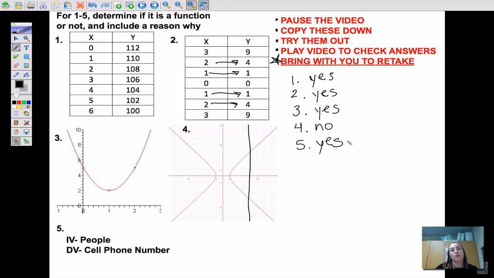Although if you wrote no, I would probably also accept that as long as your justification is that one person could have multiple cell phone numbers. And that would be if for some reason you had 2 different cell phones. Like I can think of some adults that I know who have a cell phone for work and a cell phone for home. So they have 2 different cell phone numbers assigned to them. Okay? So that would be why it would be a no. But that's only in special cases. All right? So make sure you bring this piece of paper with you when you're ready to retake Learning Target 1.